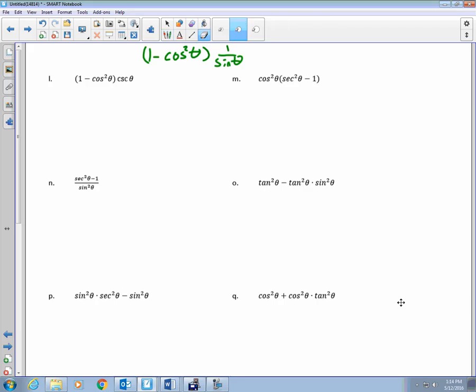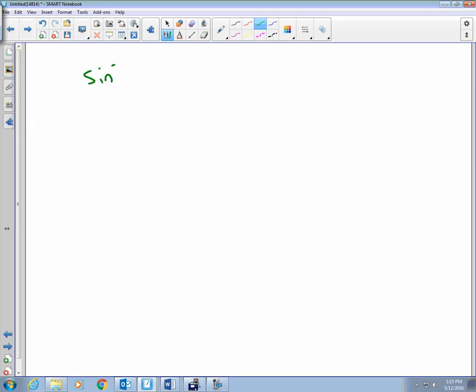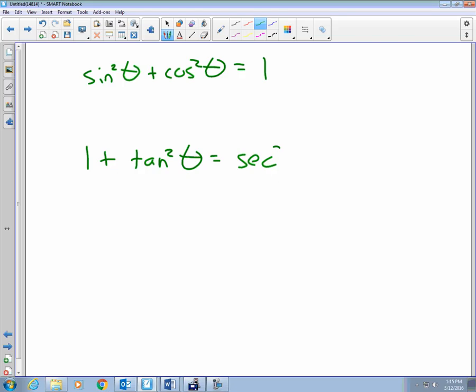And anytime you see a 1 and a squared, a light bulb should go off in your brain. You should be like, oh, yay, there are 3 formulas that are really important to me. One is sine squared of theta plus cosine squared of theta is equal to 1. We should also know that 1 plus tangent squared of theta is equal to secant squared of theta. And 1 plus cotangent squared of theta is equal to cosecant squared of theta.